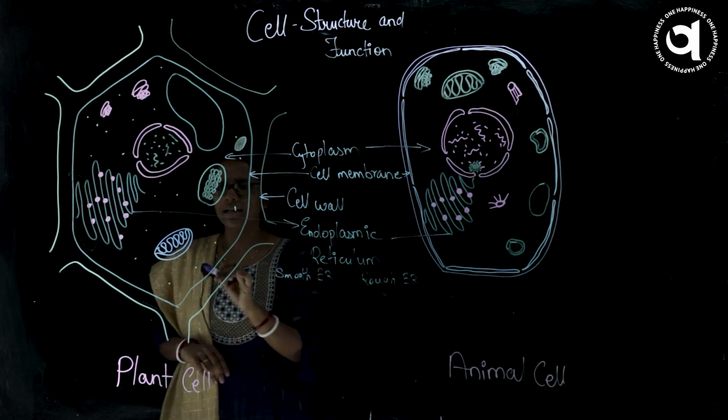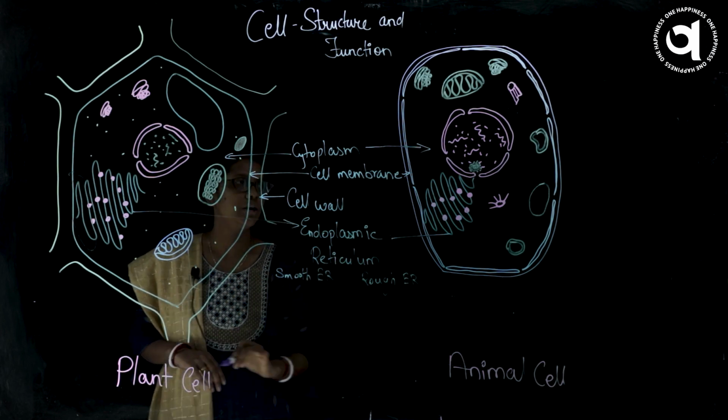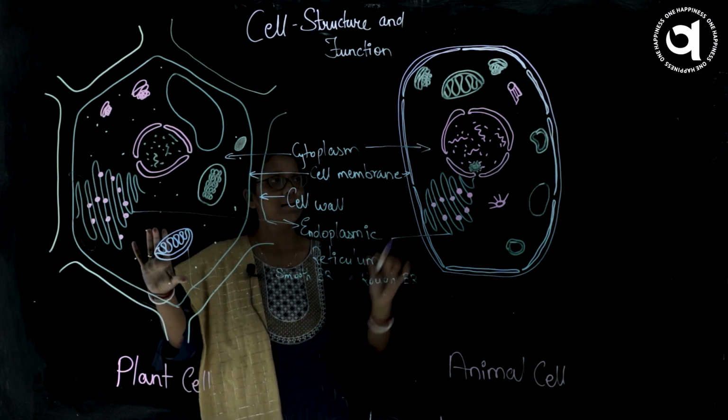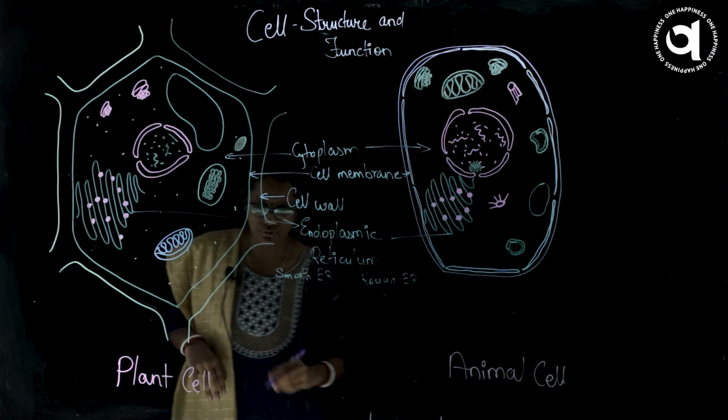Now the next is the mitochondria, which you can see in the plant cell and animal cell both.